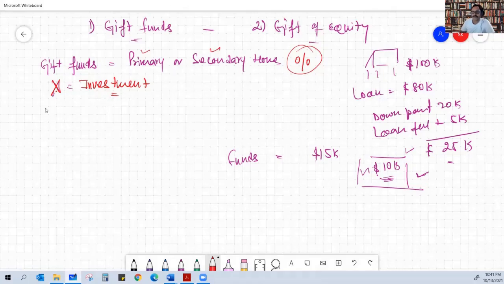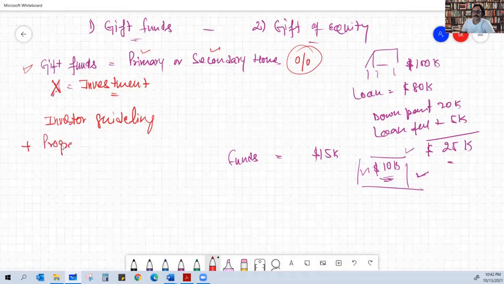Now, before accepting gift funds in a primary or secondary home, please always go through the investor guidelines plus your program requirements, whatever the loan you are giving, FHA, conventional, or whatever your product program. Requirements always need to be checked. You should go through the AUS, DU or LP guidelines or their findings, whatever their conditions are, if they are asking how much we should get as gift.